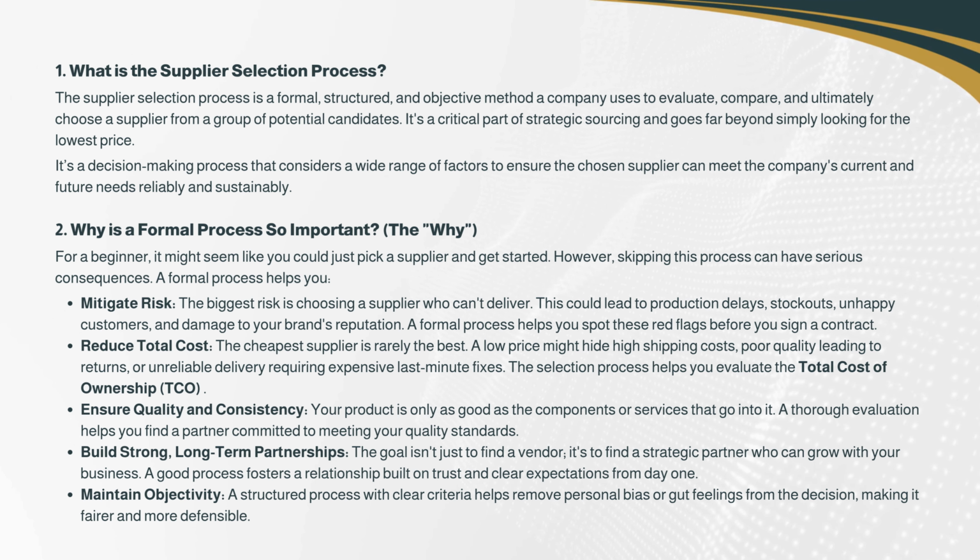Reduce total cost. The cheapest supplier is rarely the best. A low price might hide high shipping costs, poor quality leading to returns, or unreliable delivery requiring expensive last-minute fixes. The selection process helps you evaluate the total cost of ownership, TCO. Ensure quality and consistency. Your product is only as good as the components or services that go into it. A thorough evaluation helps you find a partner committed to meeting your quality standards.